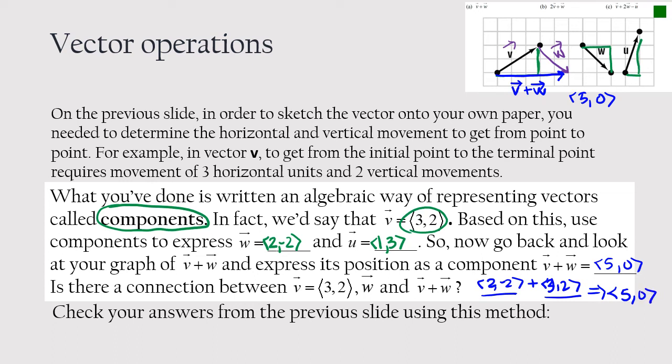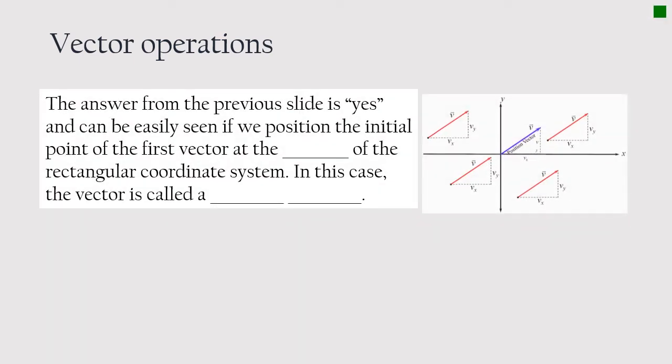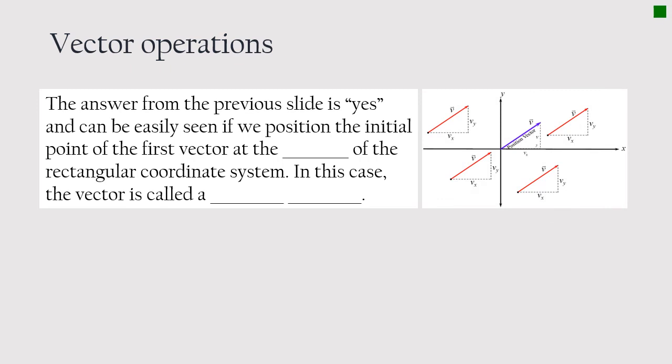So you can use that method of adding the horizontal components together. So v plus w is equivalent to adding 2 plus 3, and then comma, negative 2 plus 2, which gives us 5, 0 for our vector component. So the answer from the previous slide should be yes, we can add those two vectors together.